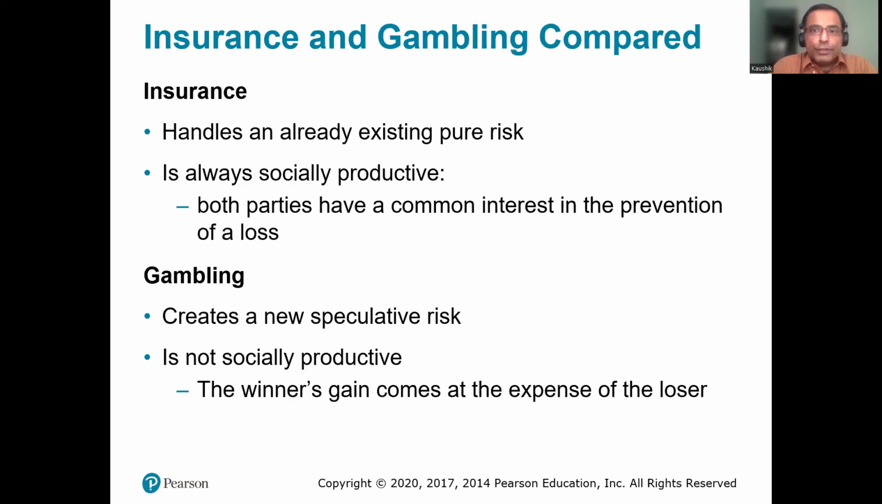Now we compare insurance with gambling. What does insurance do? It handles a pure risk. Pure risk is something that leads to loss or no loss. And it is socially productive because both the customer as well as the insurance company have an interest in preventing losses. On the other hand, gambling creates a new kind of speculative risk, and it is not socially productive because one side wins and the other side loses. So it's not a win-win situation compared to insurance.